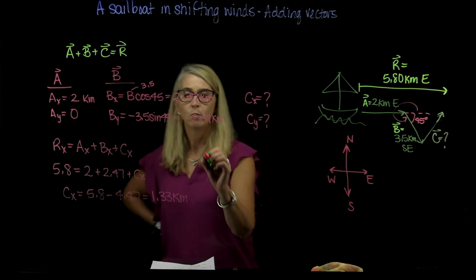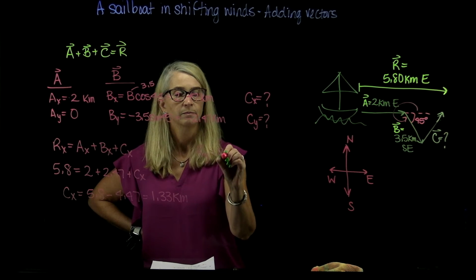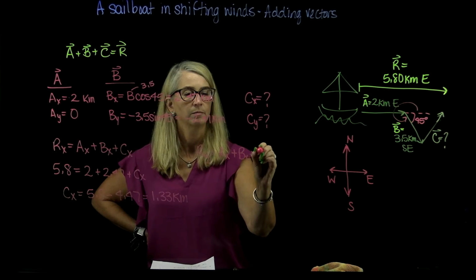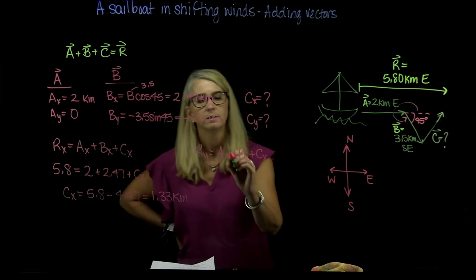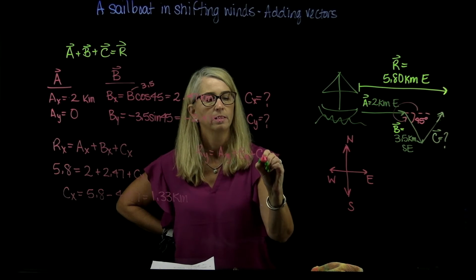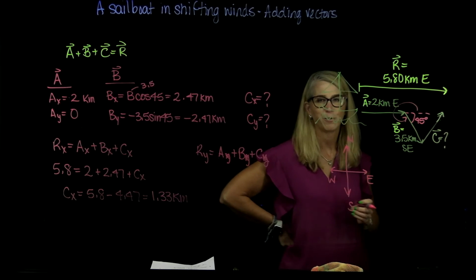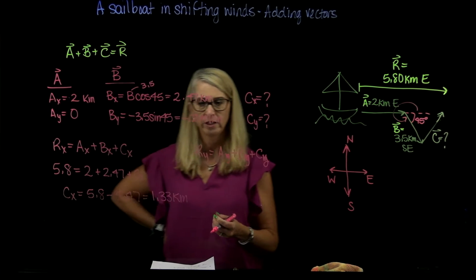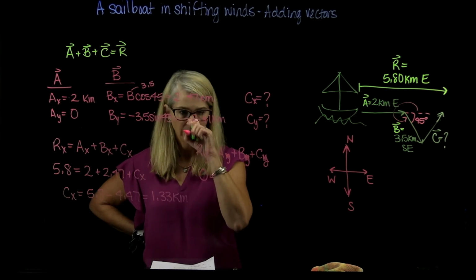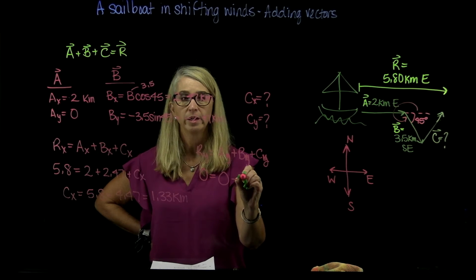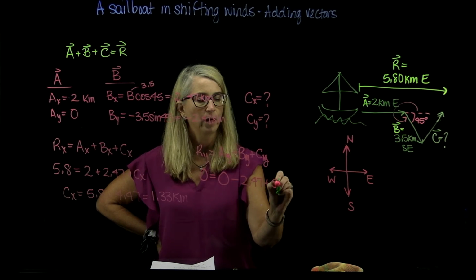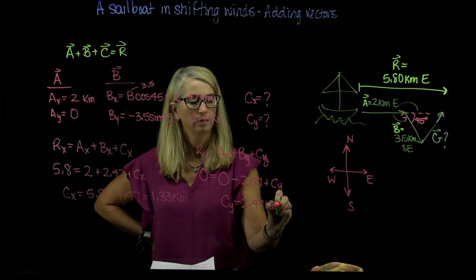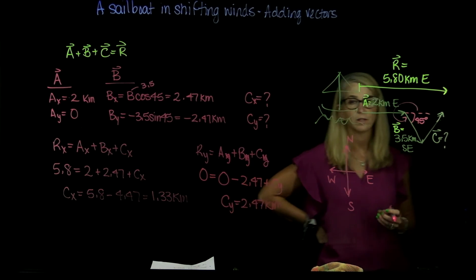Now we're going to do the same thing in the y direction. So Ry is equal to Ay plus By plus Cy. Again, it's going to give us an algebraic expression. Ry is 0, Ay was 0, By was minus 2.47, and Cy we didn't know. That one's pretty easy. Cy is 2.47. Now I know the x and y components of vector C.